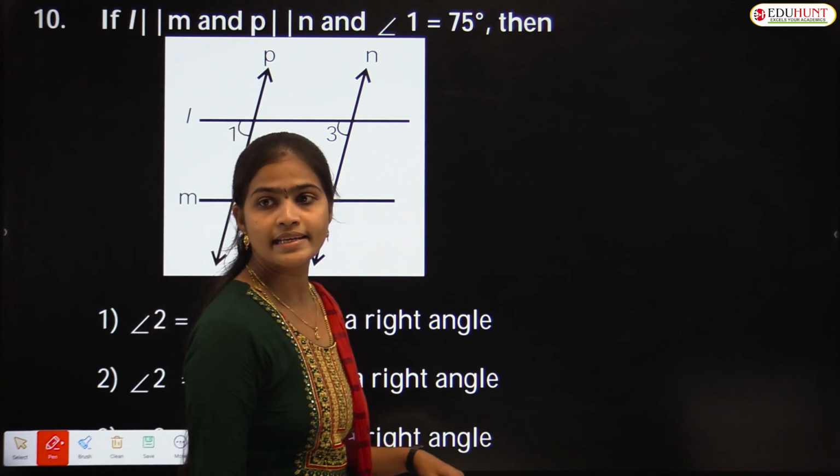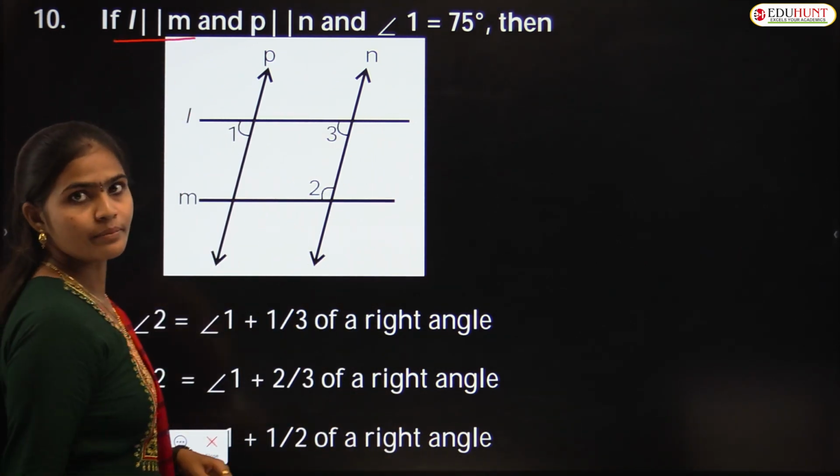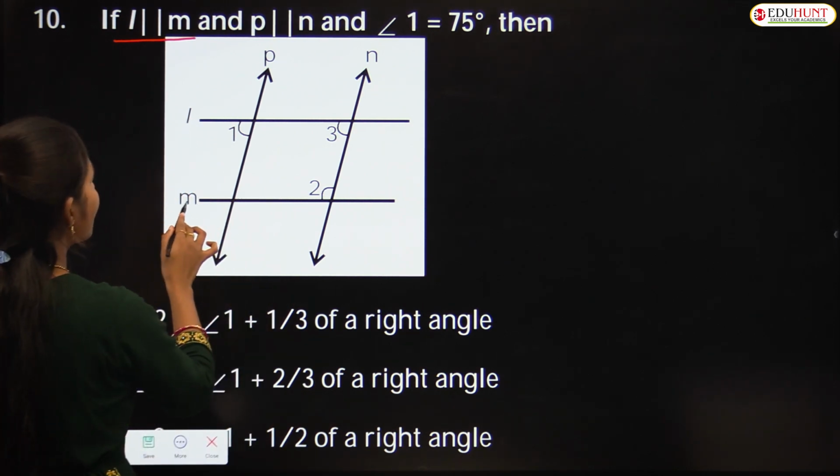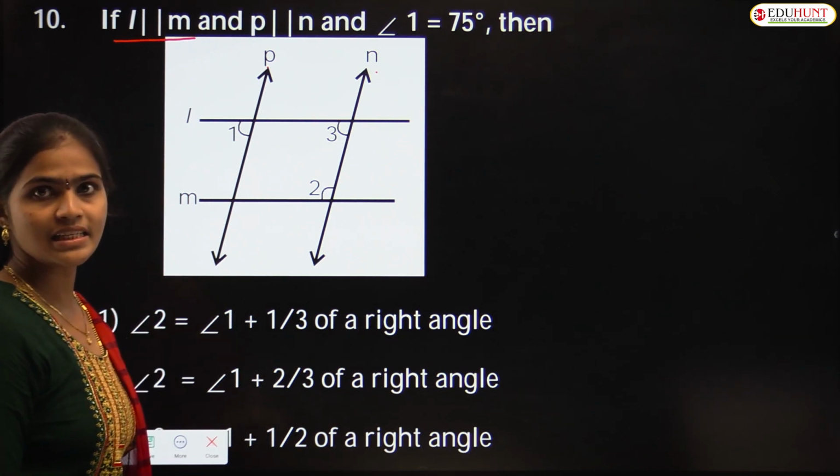Okay, so let us see the next, 10th problem. Here L is parallel to M. The first condition is L is parallel to M and P is parallel to N. That condition they have given, no?